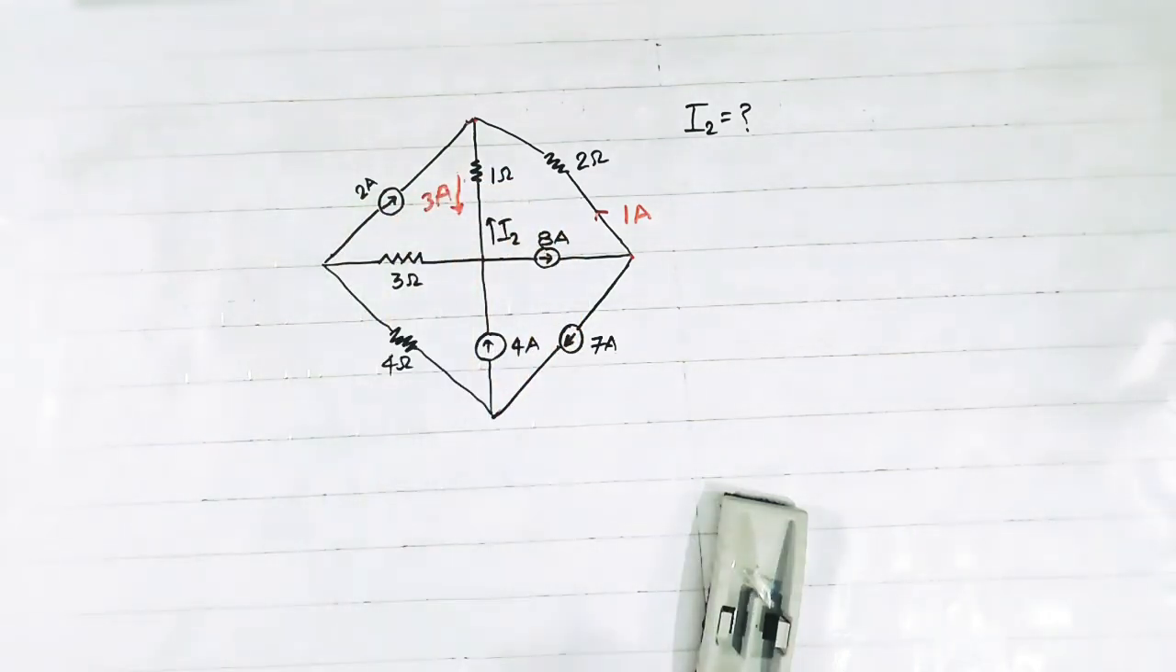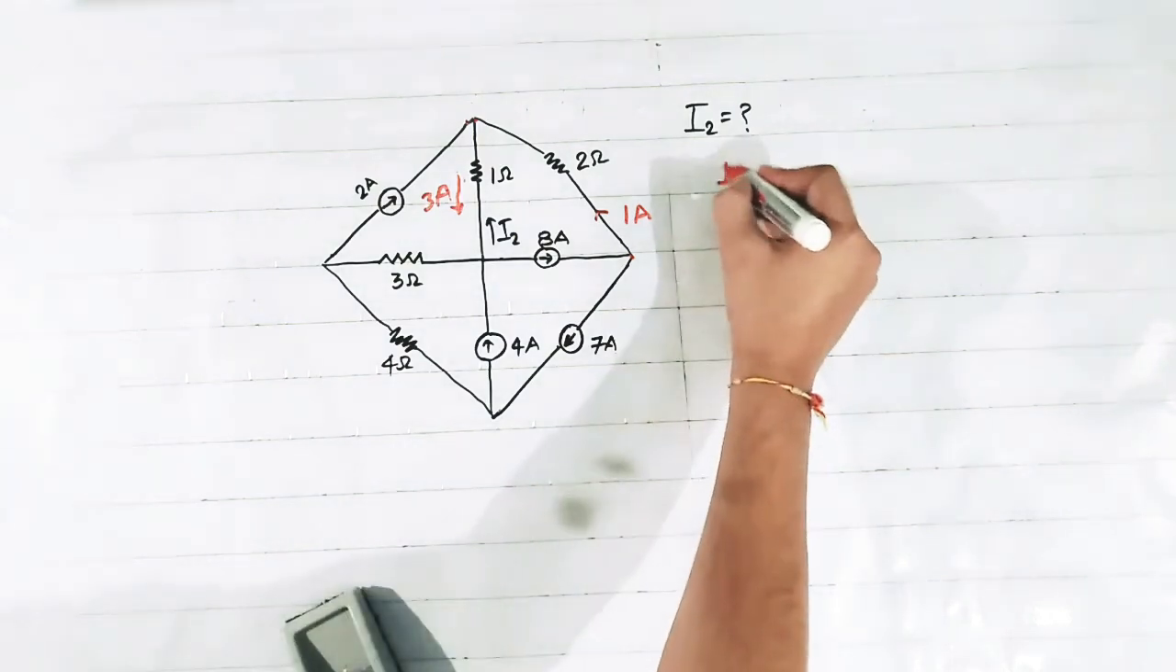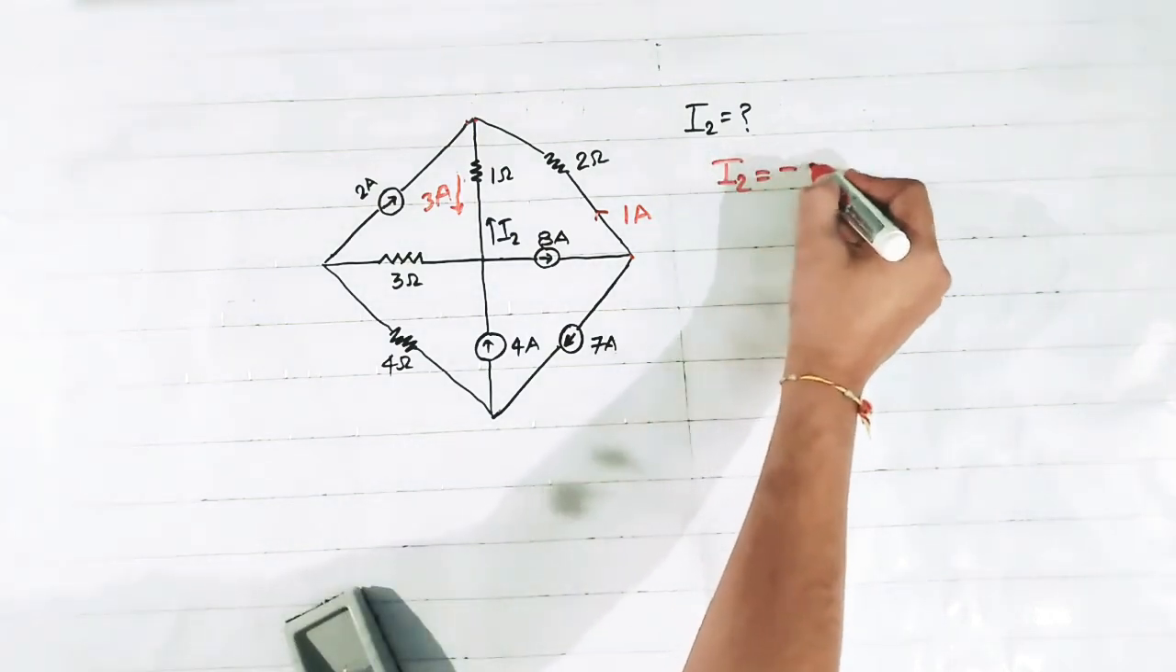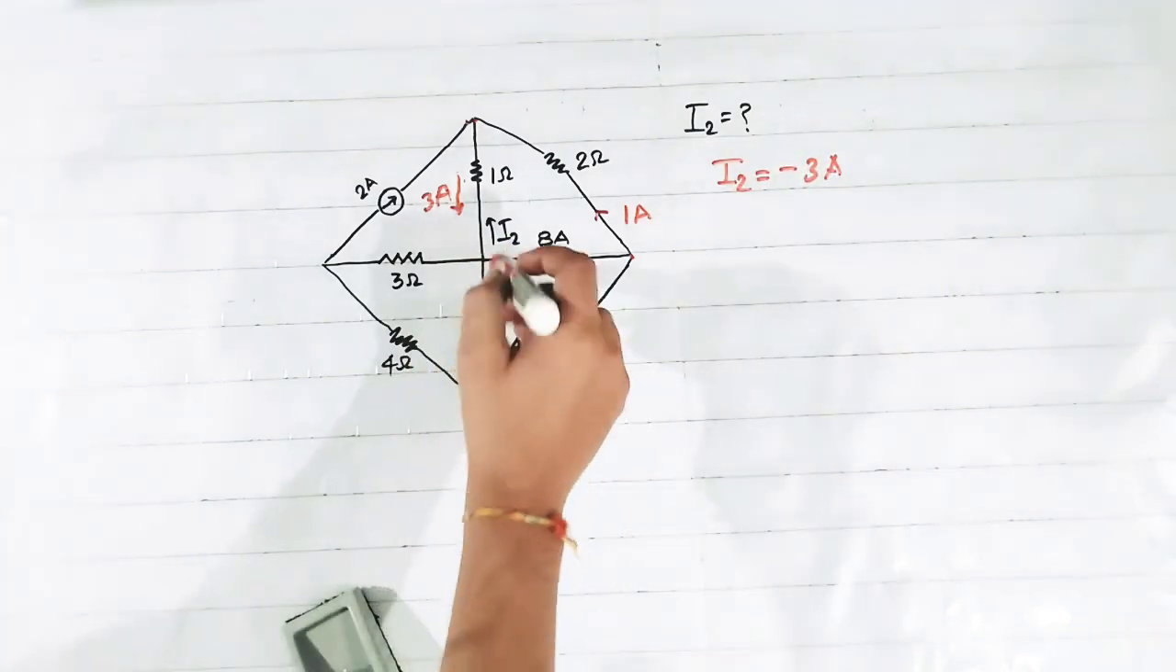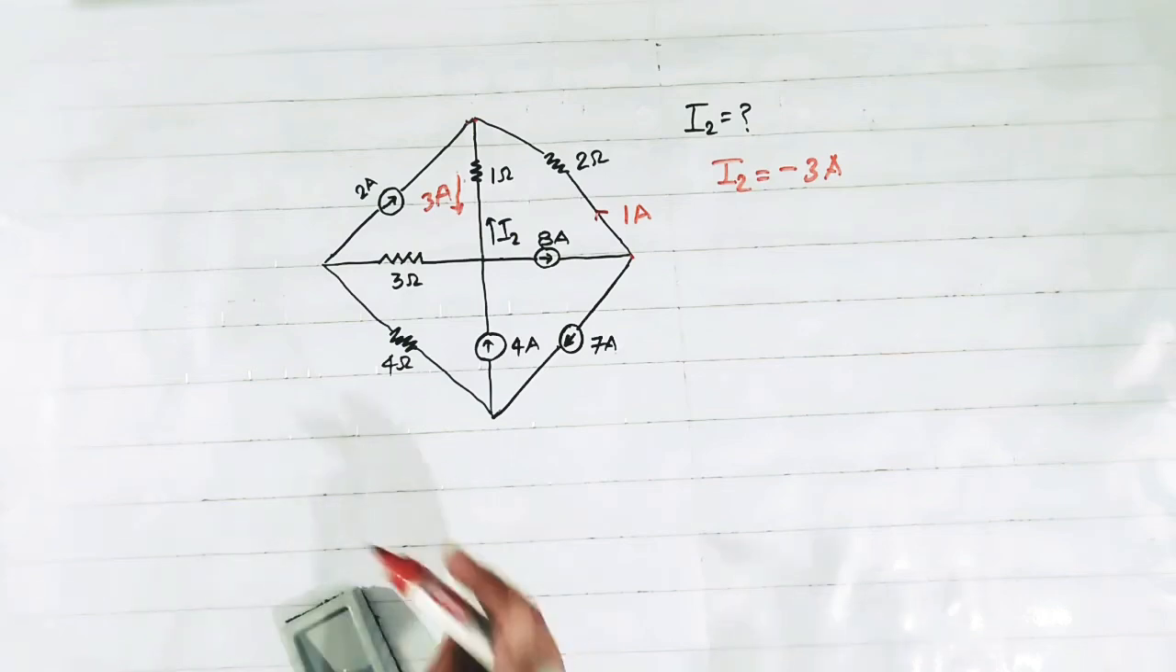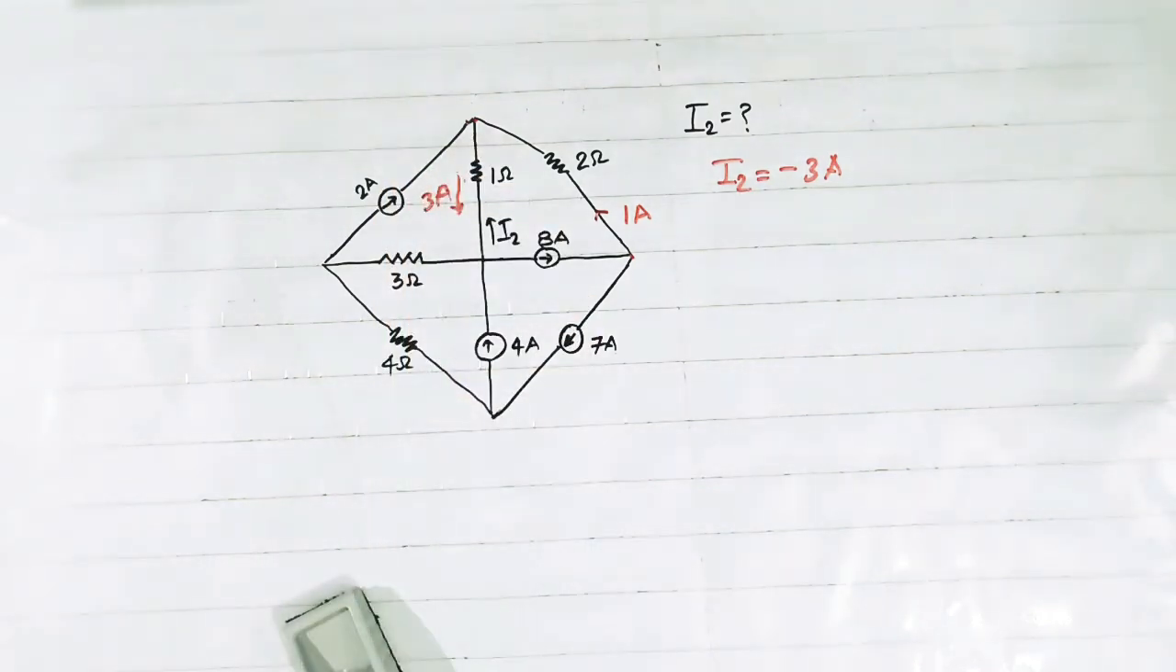Only in that case sum of currents meeting at a junction is equals to 0. So we can write I2 is equals to minus 3 ampere, because we have to find the current I2 in this direction, but actual current is in this direction. That's why I2 is equals to minus 3 ampere.